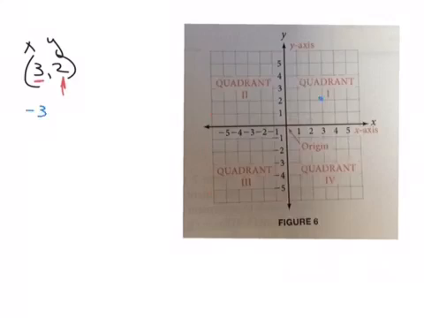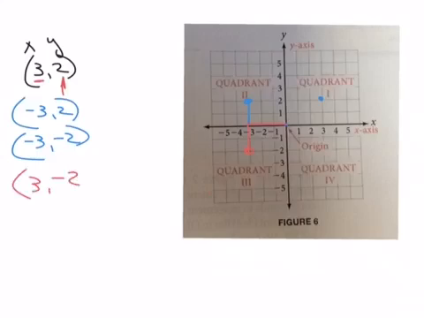If I had negative 3, 2, I would have again started here, gone over negative 3 and up 2, because the 2 is positive. If I had negative 3, negative 2, I would have again gone over negative 3 but down 2, because down is negative. Okay? And if I gave you 3, negative 2, I would have gone over, get a different color here, I would have gone over 3, and then down 2, and ended up there.